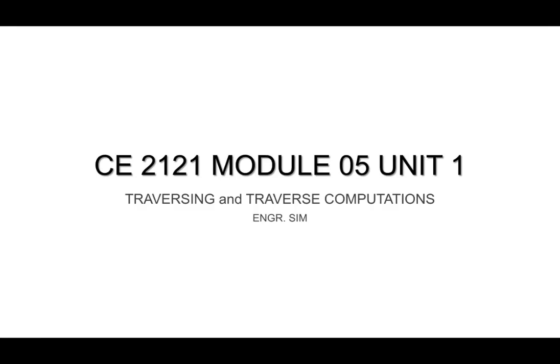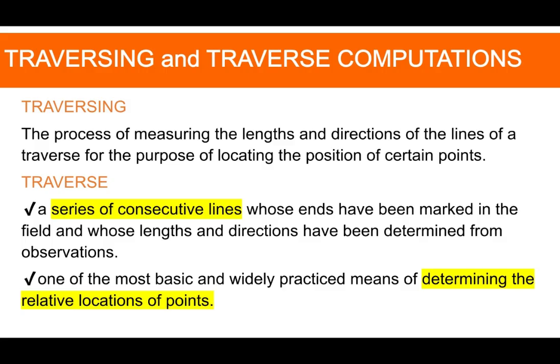For CE 2121 Module 5 Unit 1, we will talk about traversing and traverse computations. Traversing is a process of measuring the lengths and directions of the lines of a traverse for the purpose of locating the position of certain stations or points. Also, a traverse is a series of consecutive lines whose ends have been marked in the field and whose lengths and directions have already been determined from the observations of the surveyor. This is the most basic and widely practiced means of determining relative locations of certain points.